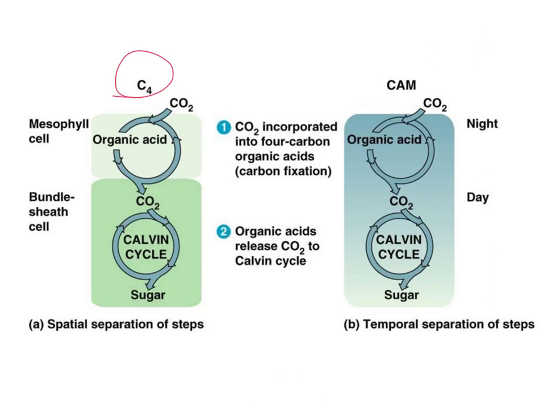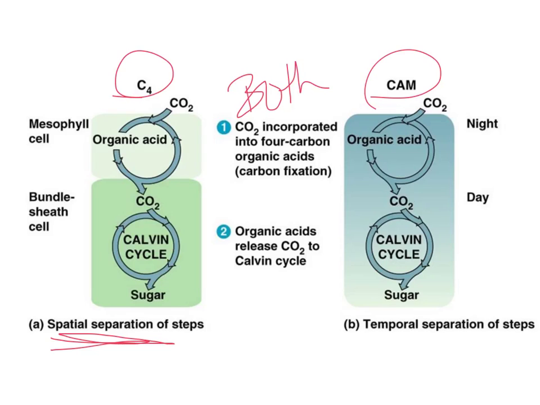Just a little review of the two. Over here on the left, I've got my C4 plants. On the right, I've got my CAM plants. Remember my C4 plants? I've got a spatial or physical separation here. They're happening in 2 different places. Both of them are incorporating the CO2 into a 4-carbon organic acid. They're doing that carbon fixation. Just the CAM plant does it at nighttime. The C4 plant does it in a different space. It's doing it in the mesophyll cell.